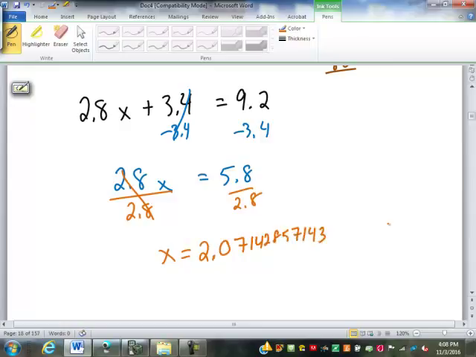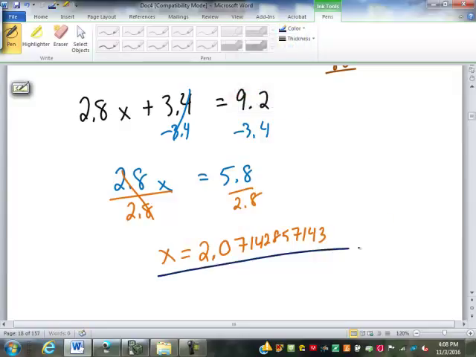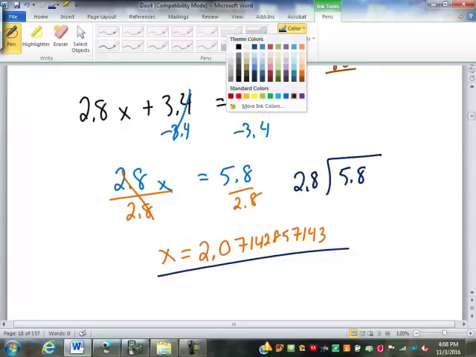2.07142857143 approximately. Okay. Yeah, that's right. Any questions? Yeah, if you want to divide it all out. Yes, you would have had to move the decimal points.